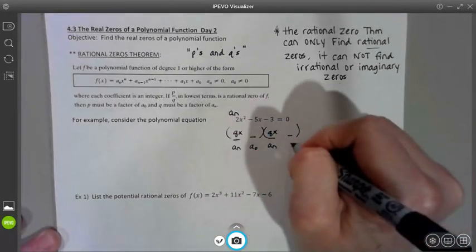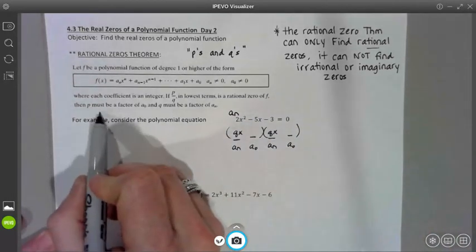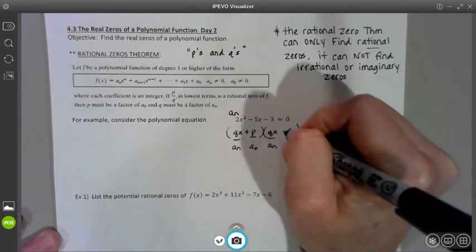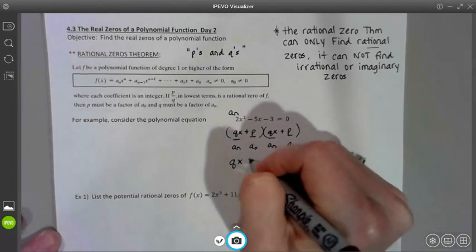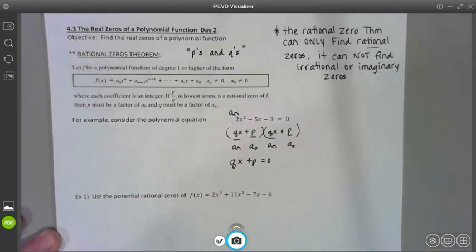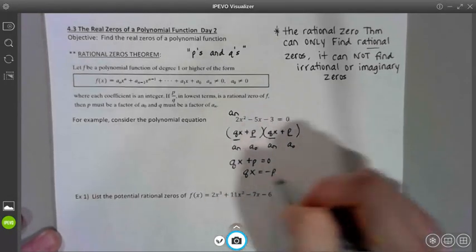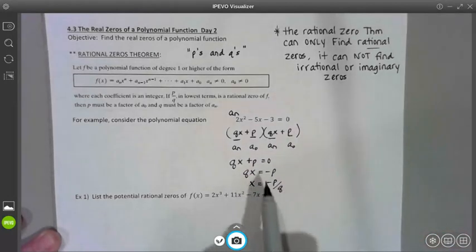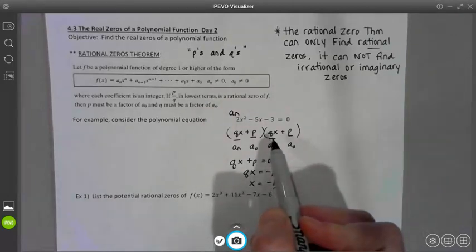So you're putting a factor of a sub 0 here and here, which are your p's. P's must be a factor of a sub 0. So guys, when you set these factors equal to 0 and solve, if I took qx plus p and set that factor equal to 0, I would subtract p and I would divide by q. And your 0 is some version of a p over a q. So we're already getting p's over q's as our zeros when we solve quadratics, okay?